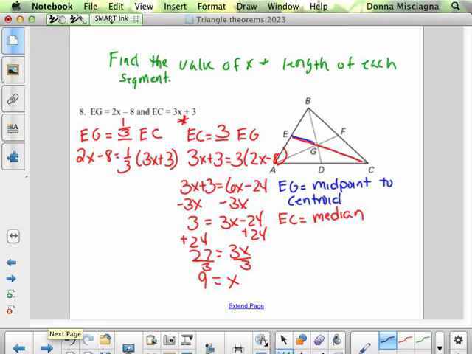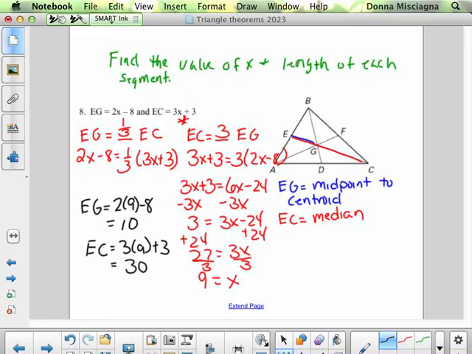So we'll go ahead and find the segments, and you'd get the same answer if you use the other equation. Right? But let's go ahead and find the lengths of the segments. So EG is 2 times 9 minus 8. So 18 minus 8 is 10. And EC is 3 times 9 plus 3. 3 times 9 is 27, plus 3 is 30. Right? 3 times as much. EC is 3 times as much as EG.